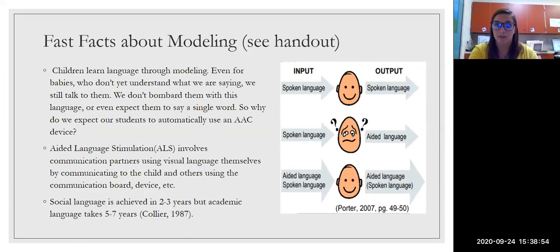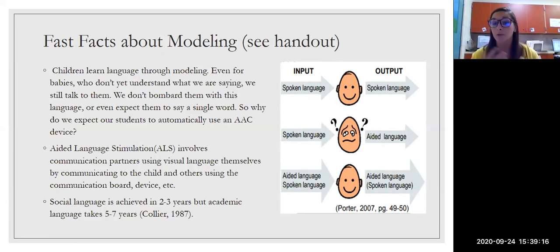Fast facts here. So children learn language through modeling, which you just watched a video about. Even for babies who don't yet understand what we're saying, we still talk to them, right? We don't bombard them with a bunch of language. We're not having full conversations when they're learning language. We don't even expect them to respond to us.